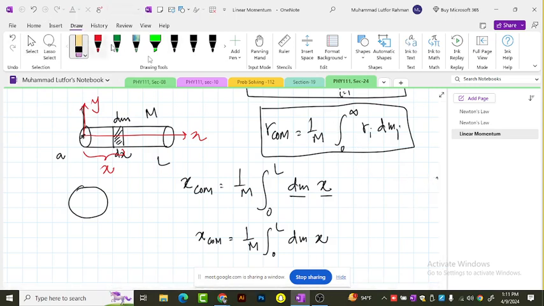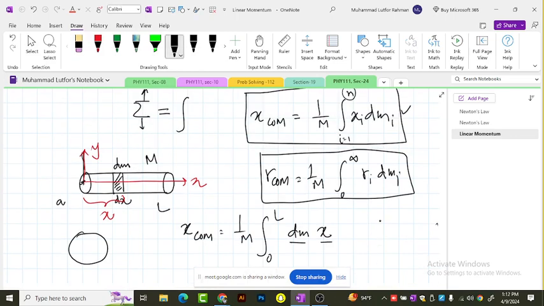R com is a general form actually. This is one more general form equation. It's the same thing. I write x com instead of r com. If it is three-dimensional, you can write r com. X is only one dimension. R has terms in x, y and z. In that case, it would be that triple integration.